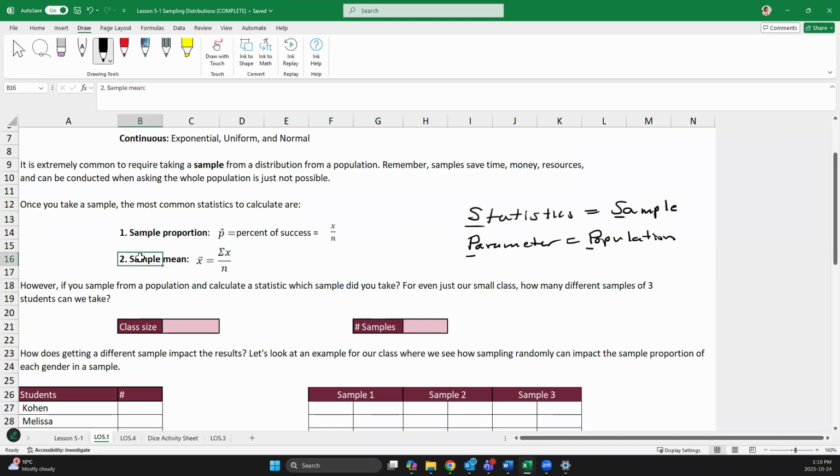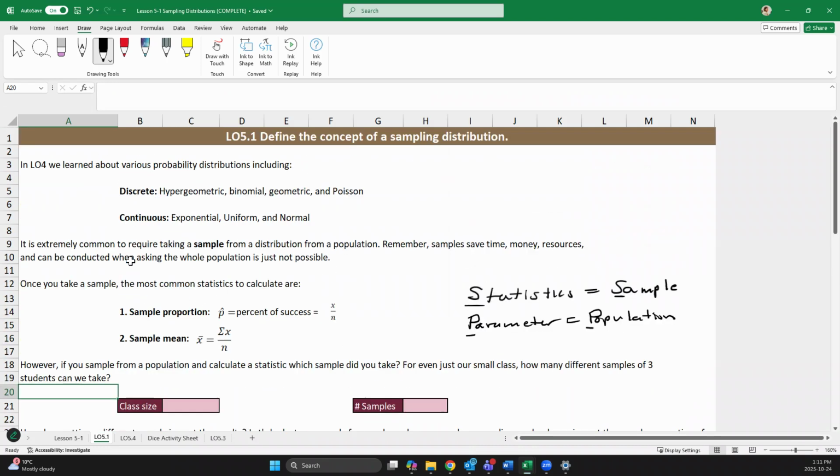We have two most common statistics calculated from the sample. If you have data that is like binomial, you only have two possible options, like yes, no, male, female. You would calculate the sample proportion, which is the percent of success. So for example, you could find the percent of males or the percent of people that said yes. If you have continuous quantitative data, then you can actually find the sample mean, where you add all the values together and divide by the number of values.